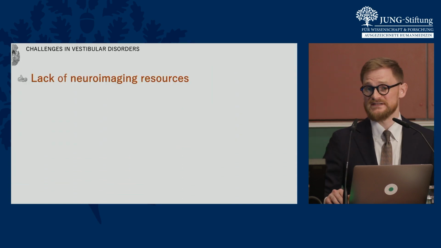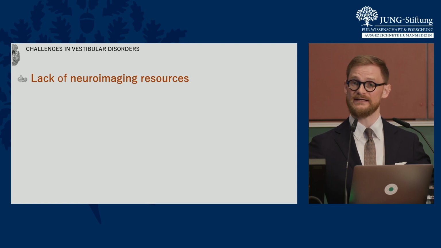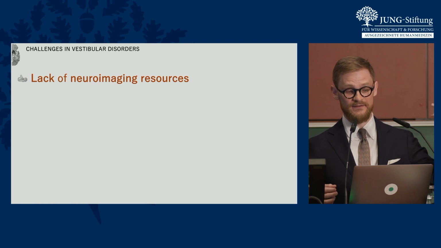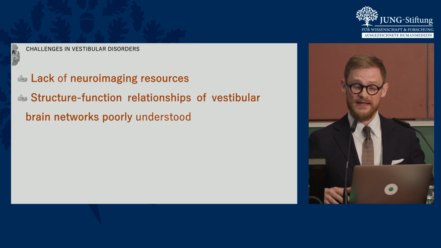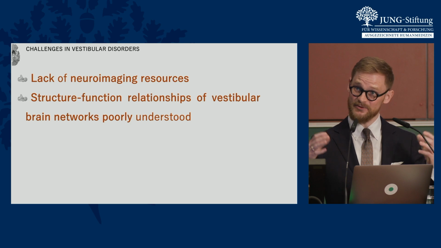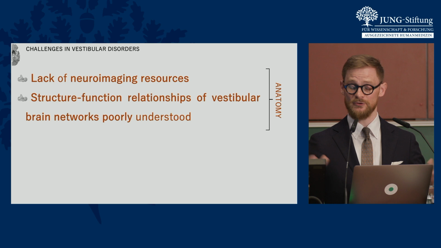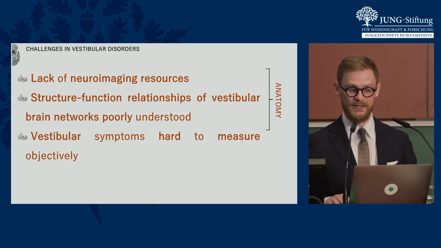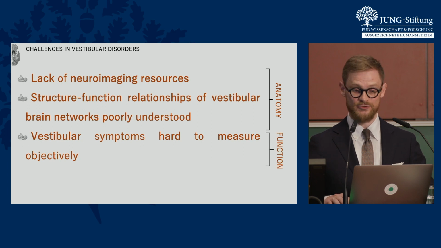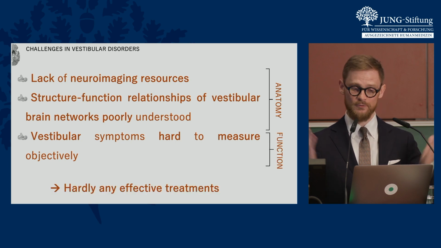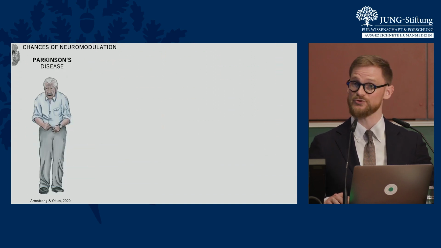So, vestibular disorders matter, but we face significant challenges. And one of these challenges is that we have a striking lack of neuroimaging resources that help us formalize and systematically investigate the relationship of structure and function when we see a stroke lesion. And the structure-function relationships of vestibular brain networks are still poorly understood. So this is an anatomical or structural dimension of the problem. On the functional side, vestibular symptoms such as nystagmus are very hard to measure objectively. So this all boils down into one big problem, that is, we have hardly any effective treatments.